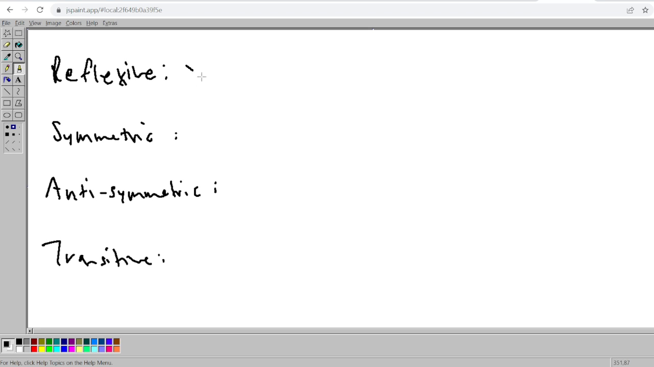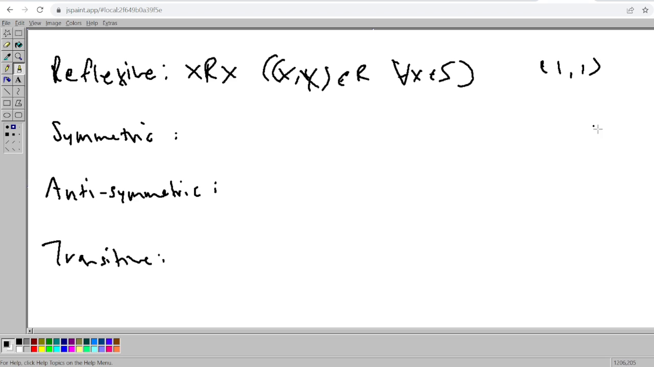Reflexive basically just means, does x relate with x? So basically, is (x, x) in R, for all x in S. That is reflexive, like reflexivity.